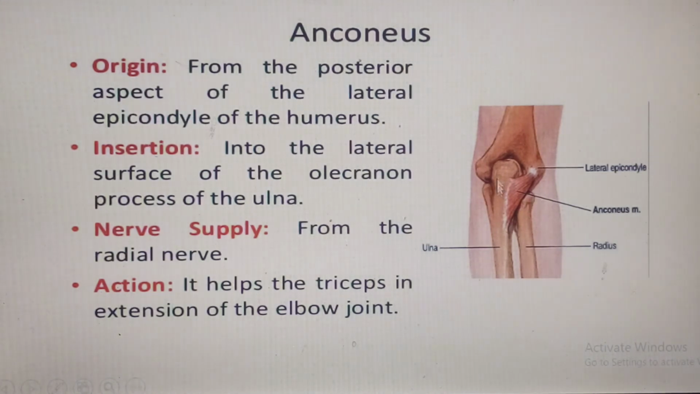So this is what we call anconeus. Because of its origin, upon contraction it is able to cause extension at the elbow joint. That one, likewise, is supplied by the radial nerve. So these are the muscles of the posterior compartment of the arm. The only muscle is the triceps brachii muscle, but sometimes we add anconeus to it because of the function it is playing.